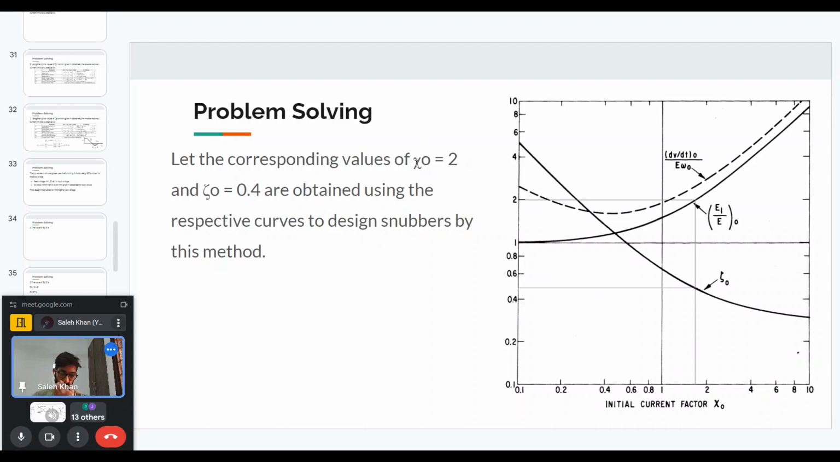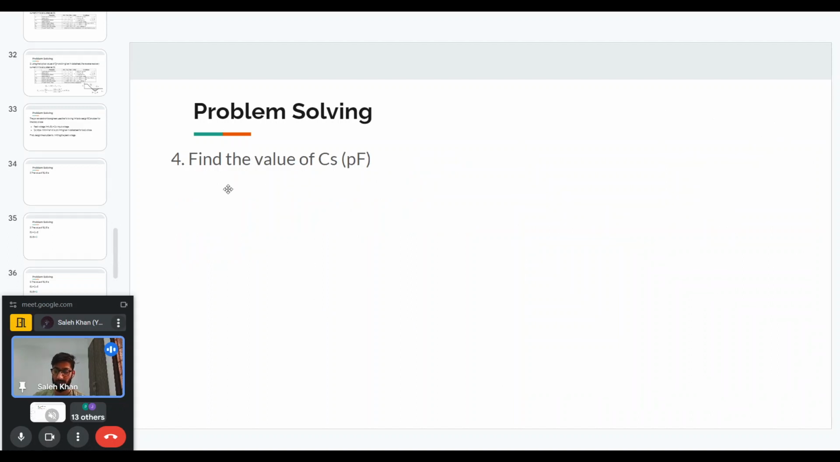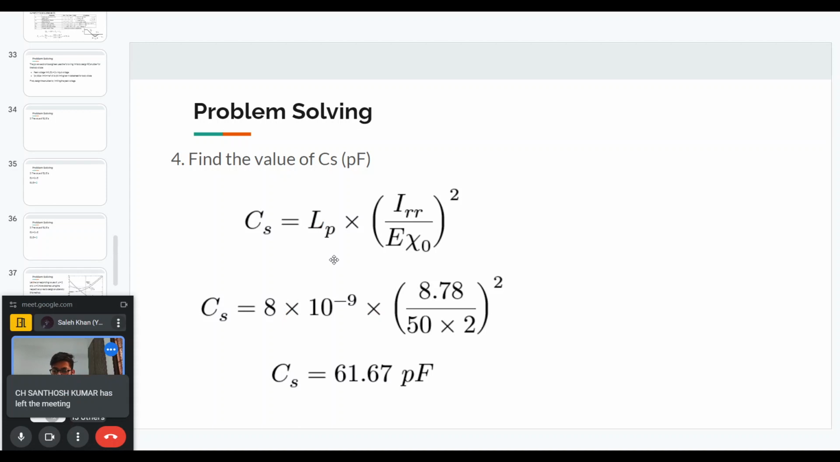It is almost a rounding off. It is rounded to 2 and rounded to 0.4. So in the next questions, we will use the chi value as 2 and the zeta value as 0.4. Now we are told to find the value of Cs. And as we saw in the Cs expression, we only require the parasitic values LP, IRR, and the values of chi and zeta. So in this case, we require IRR, LP, E value, and zeta.